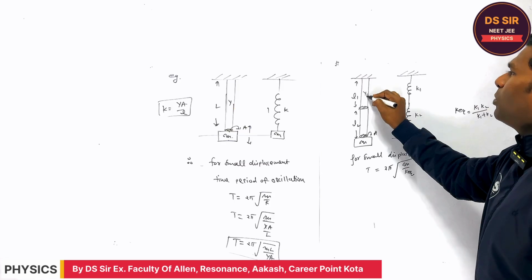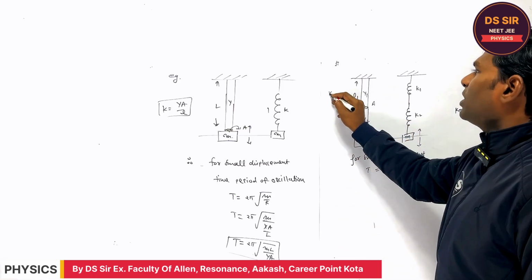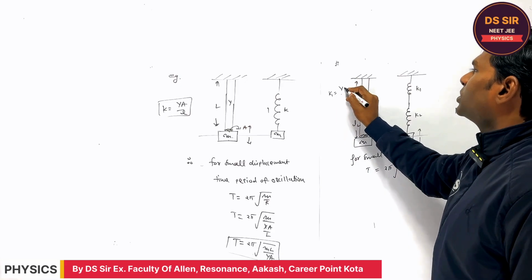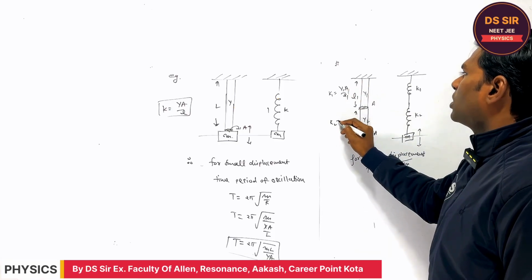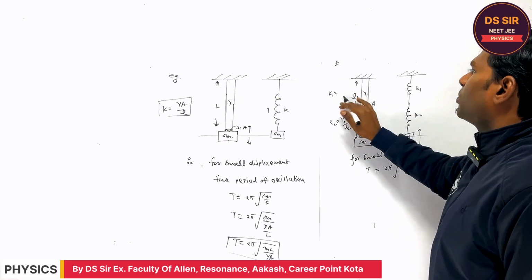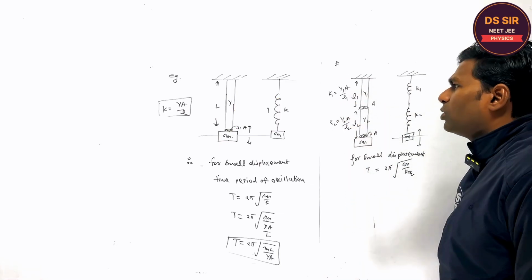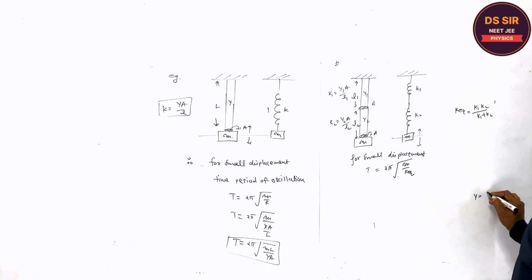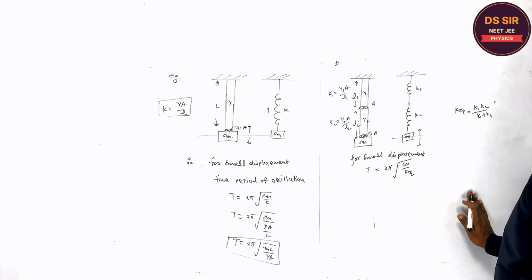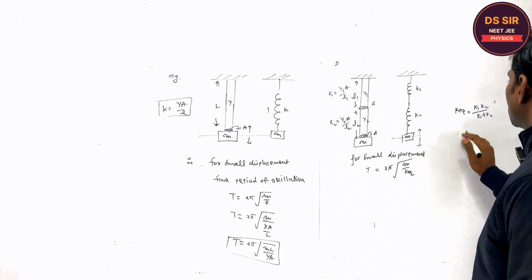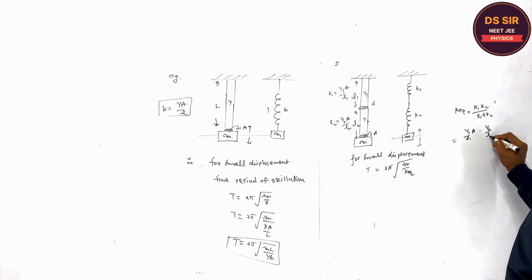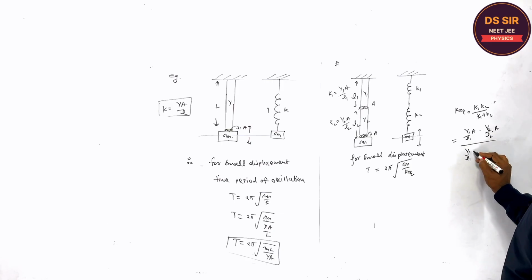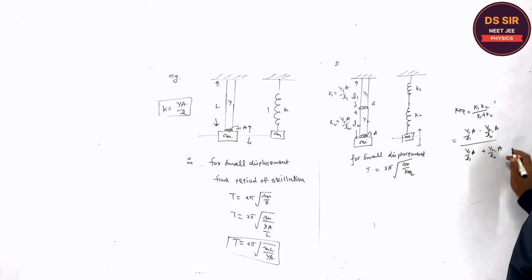What is K1? The Young modulus is Y1 for one rod and Y2 for the other. So K1 is Y1A upon L1. K2 is Y2A upon L2. Young modulus is stress upon strain, right, so YA upon L, yes, YA upon L. Are you getting or not? So what is the k equivalent value? I will write from here: (Y1A/L1) into (Y2A/L2) divided by (Y1A/L1 + Y2A/L2). Is it clear?